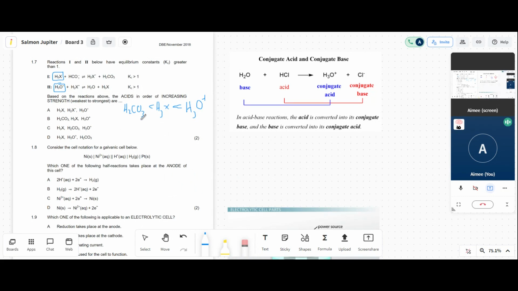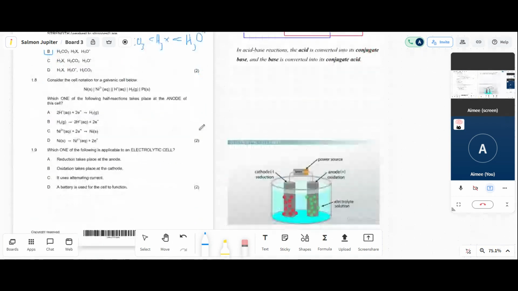And then what they want is the acids in order of increasing strength, so from weakest to strongest, and that's what we've just done. H2CO3 is a weaker acid than H3X, and H3X is a weaker acid than H3O positive. So now we're just looking for the option that puts them in this order. Okay. Cool. Now we move on to 1.8.